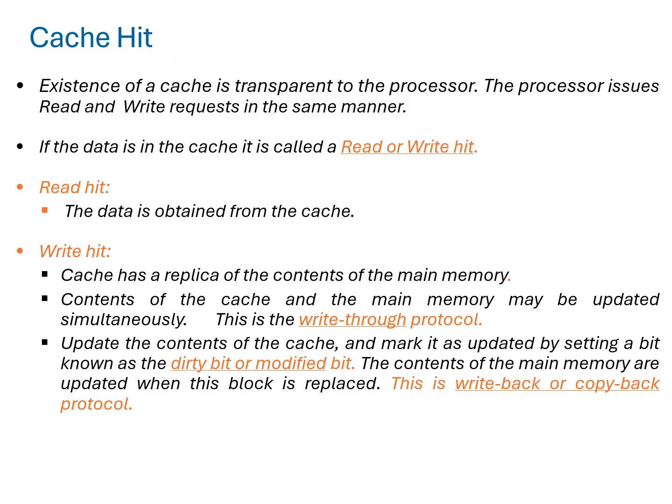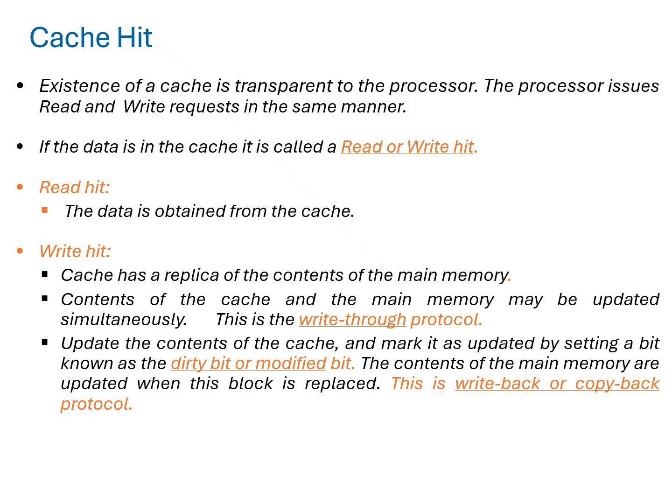Write, in the sense, the cache has a replica of the content of main memory. The content of the cache and the main memory may be updated simultaneously. If the processor wants to write some data, then first it has to update that in the cache and this main memory. The original memory is the main memory; the cache memory is for reducing the time to access the data, increasing the speed.